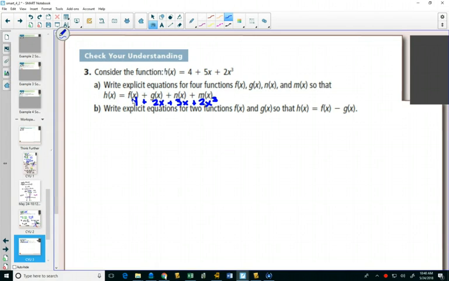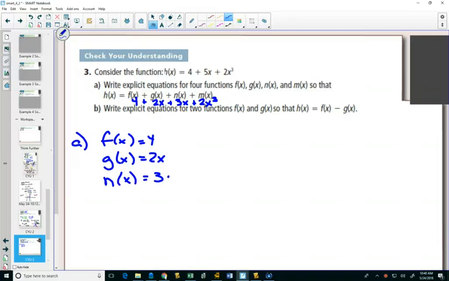Can you see that that would be the same as what I started with? And so you would write in A, f of x equals 4, g of x equals 2x, n of x equals 3x, and m of x equals 2x cubed. Does it make sense that you could have a bunch of different ones to make this work? You could have made f of x 2, g of x 2.